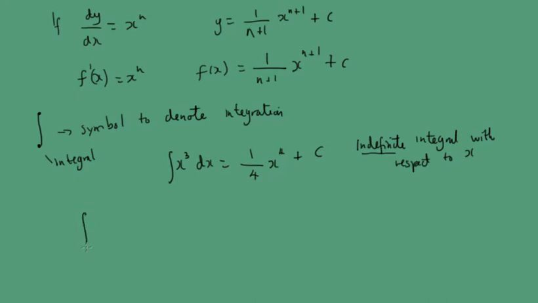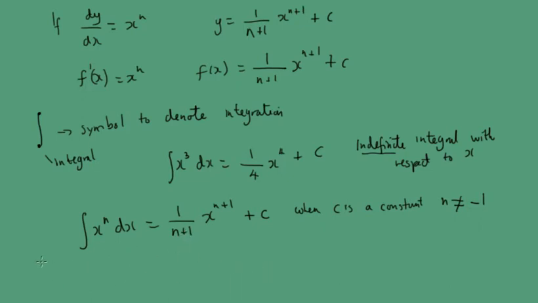So in general, the integral of x to the n dx is equal to 1 over n plus 1, x to the n plus 1, plus c, where c is a constant and n is not equal to minus 1, because if n is equal to minus 1, that would then be 0 in the denominator, and that wouldn't work.